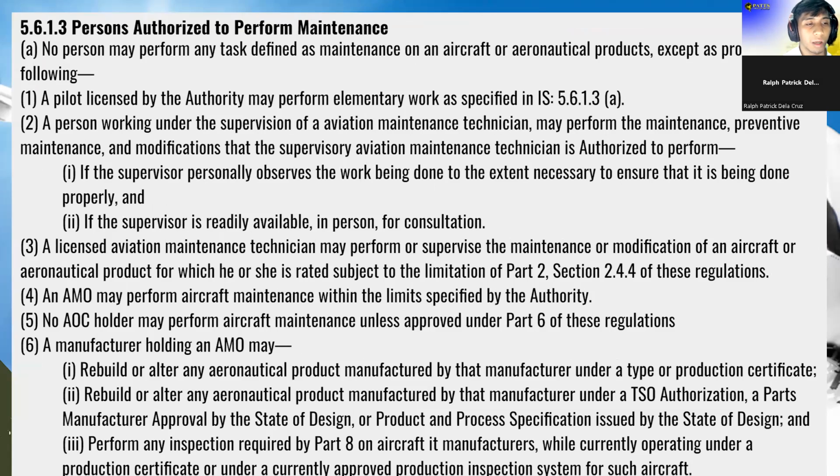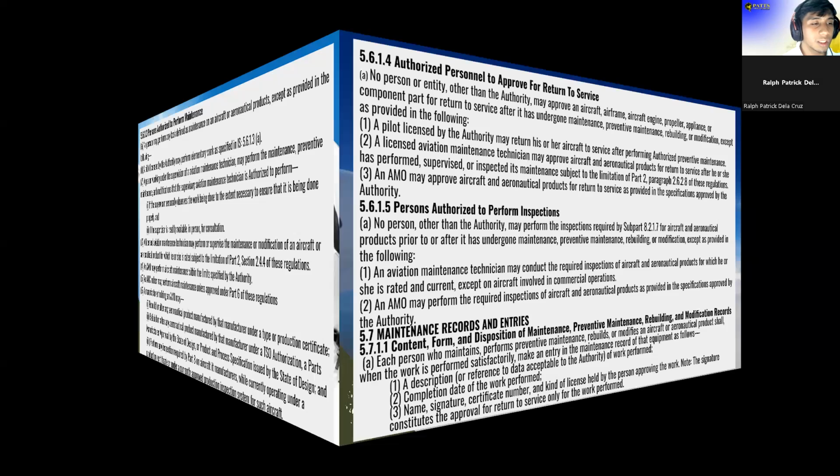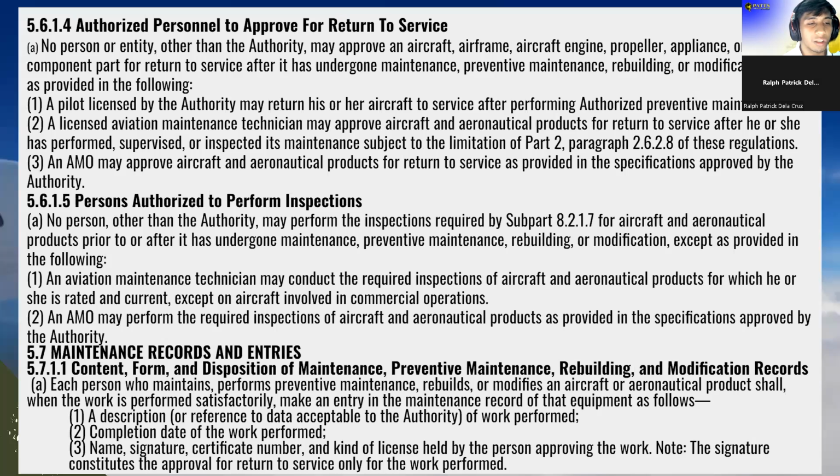Authorized personnel to approve for return to service. After performing authorized preventive maintenance, a pilot has the authority to return his or her aircraft to service, and an aviation maintenance technician may approve all aircraft and aeronautical products after he or she supervises or inspects them. Person authorized to perform inspection. An aviation maintenance technician may conduct the required inspection of aircraft and aeronautical products for which he or she is rated and current, except on aircraft involved in commercial operation.